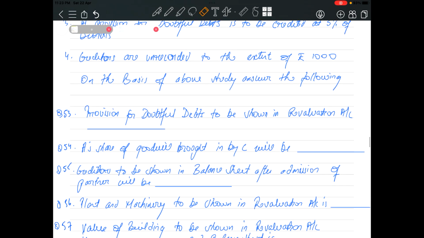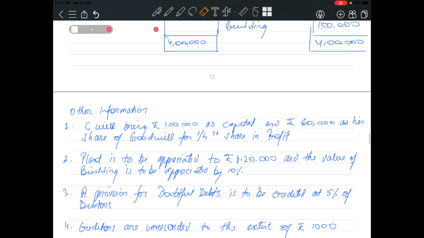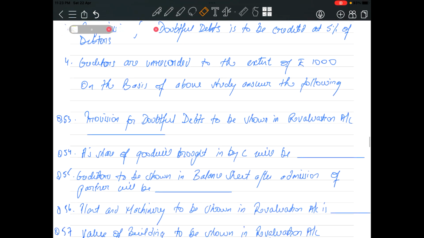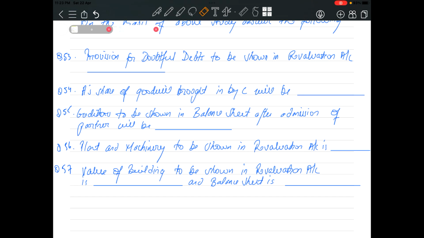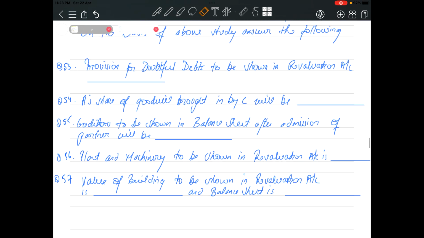The best way to start a case study is, before reading all this, just go through the question first. This is 5 marks. Don't worry, it will not be for 1 mark or 2 marks. It will be for much more than that. It may be for 3 marks also, or 2 marks. It depends on the pattern of question they set.